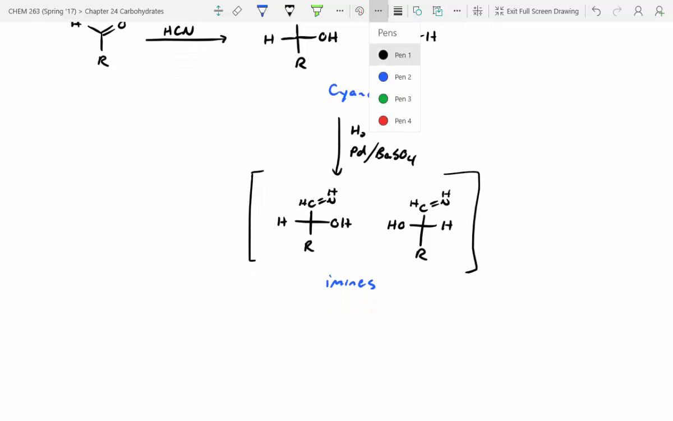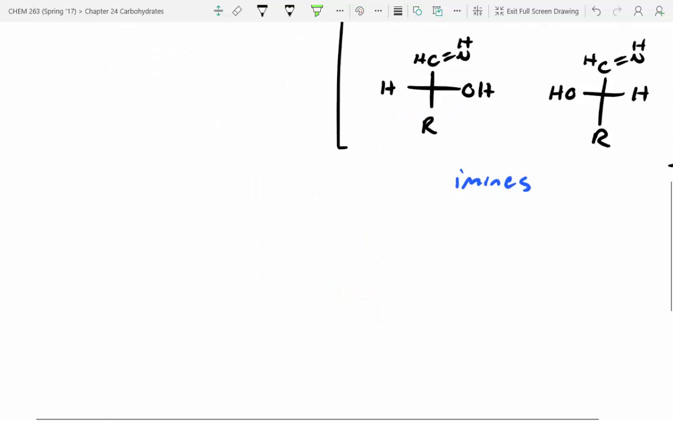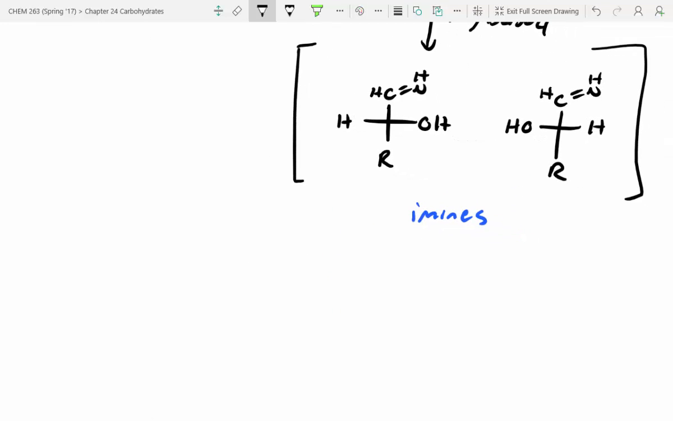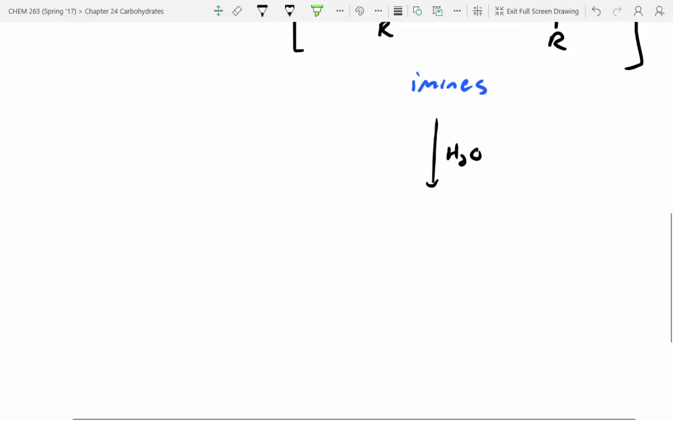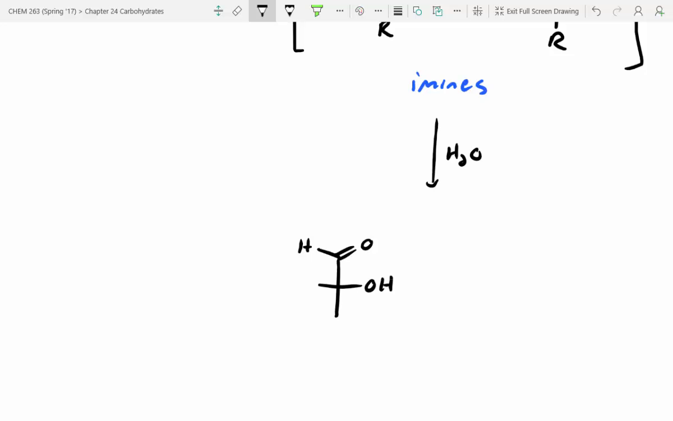And then in the next step, all we're going to do is treat this unstable imine with water. And this will really quickly interconvert your imine to an aldehyde, right? So we said in our previous chapter, imines, if you flood them with water, are in equilibrium where you can interconvert it really quickly to the aldehyde.